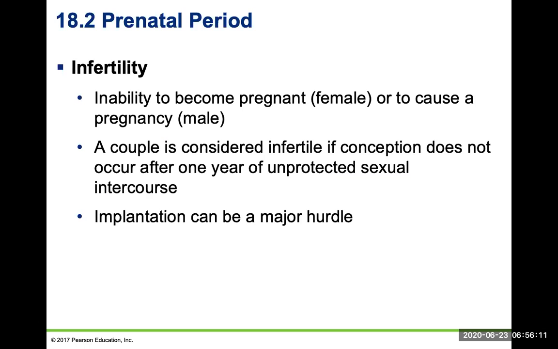Infertility is the inability to become pregnant, whether that's from a male's perspective or female's perspective, and a couple is considered infertile if conception does not occur after 1 year of trying. And implantation can be a major hurdle to this. So a lot of times you can get a fertilized egg or blastocyst, but implantation is sometimes a major hurdle.